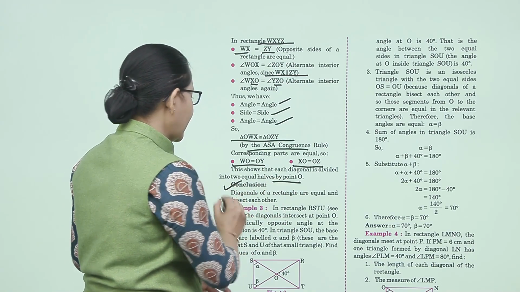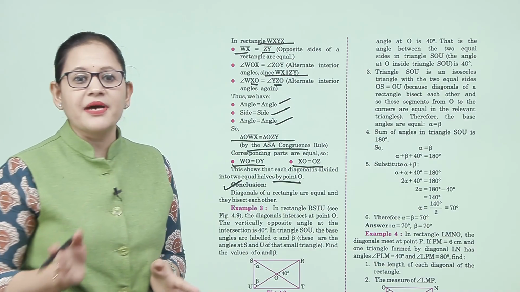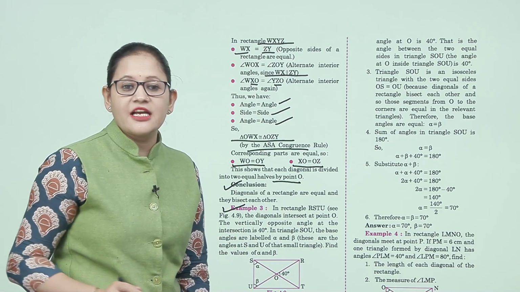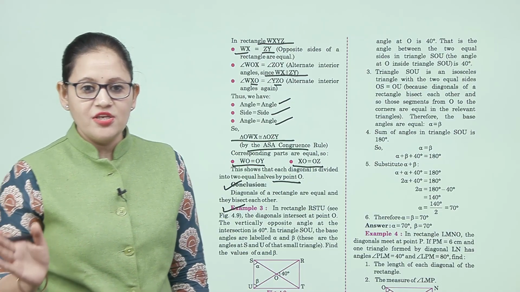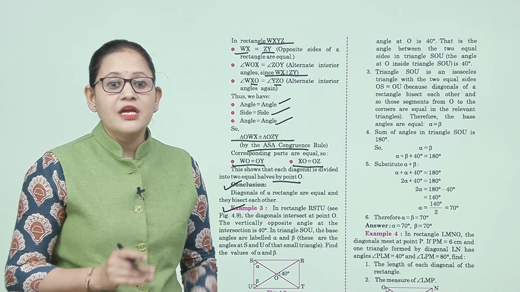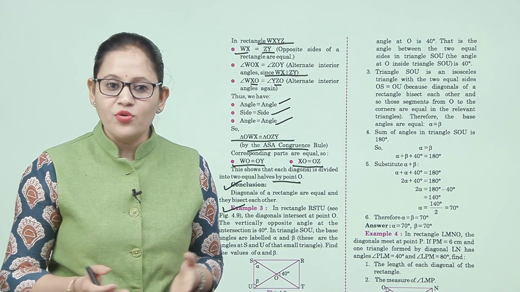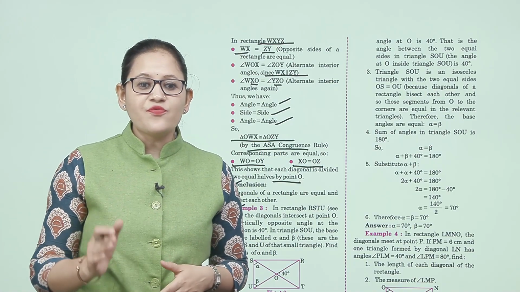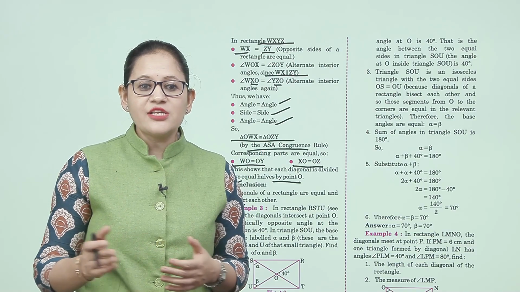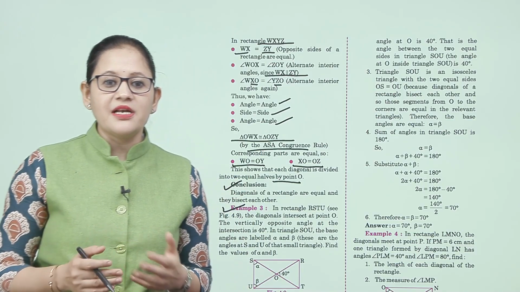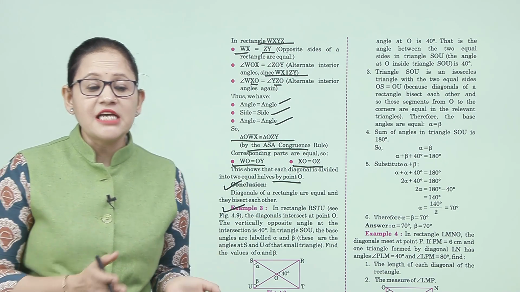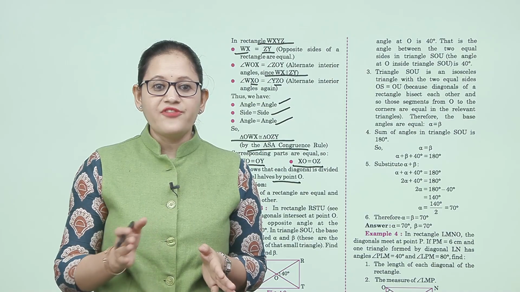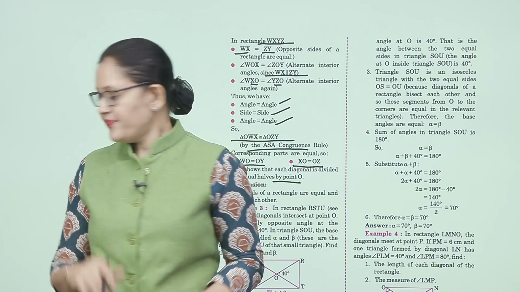Now, the conclusion: the diagonals of a rectangle are equal and bisect each other. Here we'll take an example. In rectangle RSTU, the diagonals intersect at point O. The vertically opposite angle at the intersection is 40 degrees. In triangle SOU, the base angles are labeled alpha and beta. These are the angles at S and U of the small triangle. Find the values of alpha and beta.